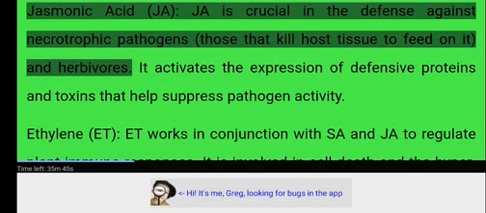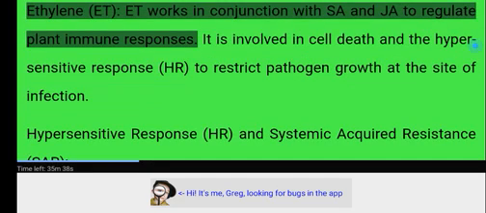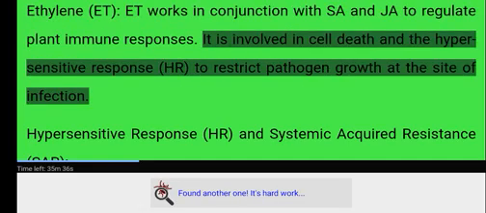Jasmonic acid (JA). JA is crucial in the defense against necrotrophic pathogens, those that kill host tissue to feed on it, and herbivores. It activates the expression of defensive proteins and toxins that help suppress pathogen activity. Ethylene (ET). ET works in conjunction with SA and JA to regulate plant immune responses. It is involved in cell death and the hypersensitive response (HR) to restrict pathogen growth at the site of infection.